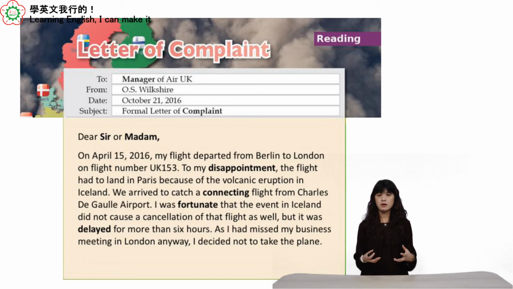So in the first paragraph, you tell the company about the situation. This person explained the airport he departed from and his final destination in London. However, they were forced to land in Paris because of the volcano eruption. Okay, that is the problem that happened in 2016 in Europe, which caused a serious problem. But here he explains they needed to catch the connecting flight. However, the flight was delayed, so that's why he missed his business trip as well, and why he also decided not to take the plane. So he explained the situation to the company in a very concise and short way.